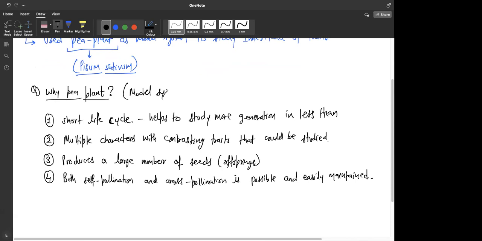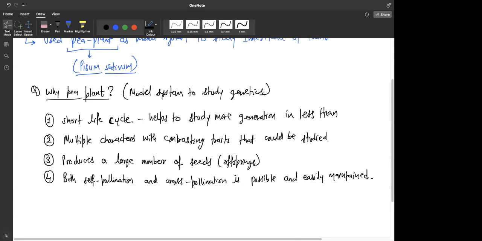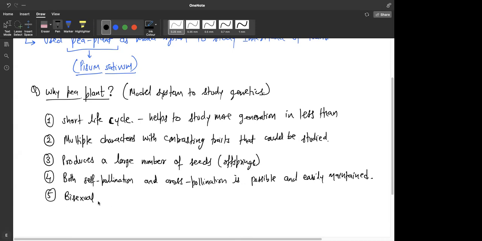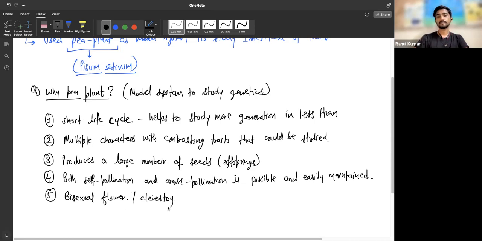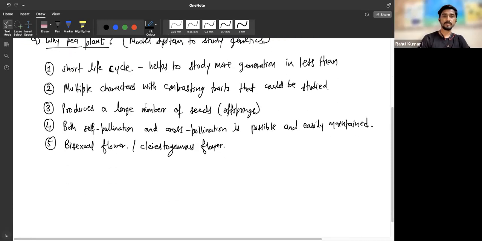One more, it is a bisexual flower, first of all. Yes, right. Model system to study genetics. You remember it is bisexual. It is also cleistogamous, chapter 2. I told you about cleistogamous flowers, and chasmogamous flowers. Cleistogamous are the plants which do self-pollination, but their petals don't open. Yes. So it is a bisexual flower, and also it's cleistogamous. Very good. So these are the reasons for which he used pea plant. Write down.